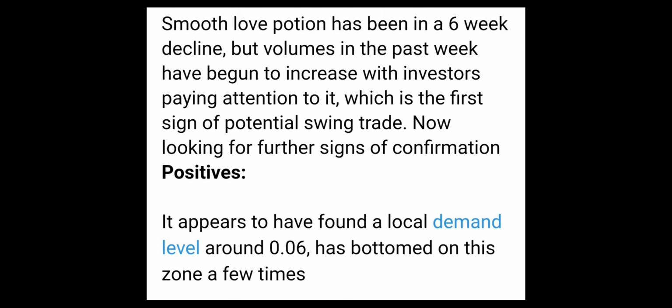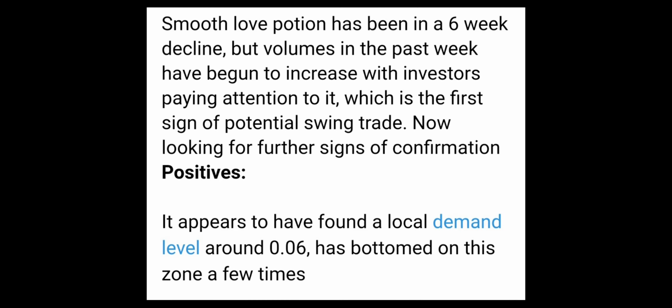So let's try to analyze this. Smooth Love Potion has been in a 6-week decline, but the volume in the past week has begun to increase, with investors paying attention to it, which is the first sign of a potential swing trade. So swing trade, but not all of us are swing traders. Some of us may be day traders, scalpers, or investors. But SLP is not for everyone to invest in or to trade. That is the clear perception of this. So now looking for further signs of confirmation.